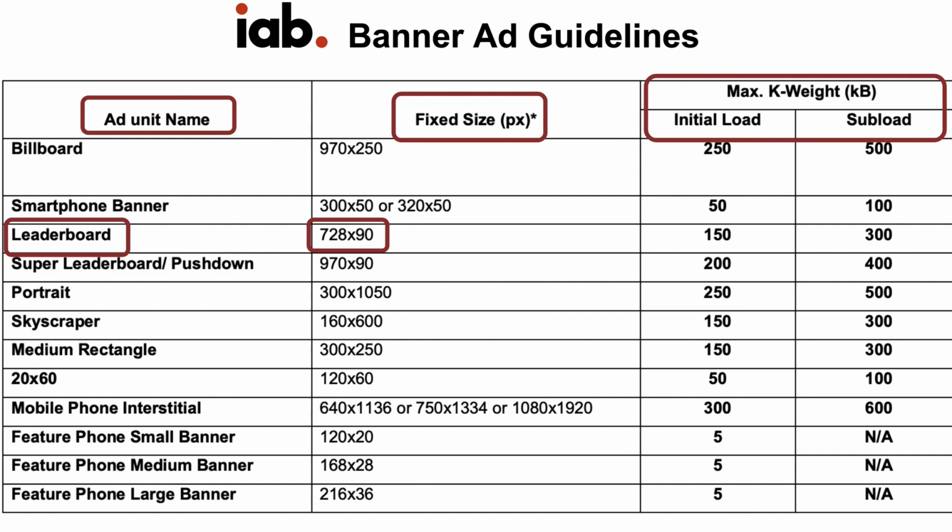So this is a problem for publishers: to balance user experience with making money by selling banner ads that advertisers want. So what a website can say is, well, we follow IAB guidelines. If you give us a leaderboard, it can only be 150 kilobytes for your initial load, but then you can have another 300 kilobytes for a subload.